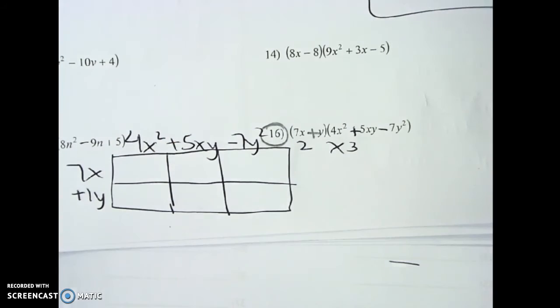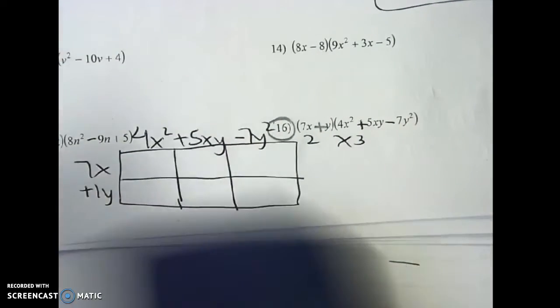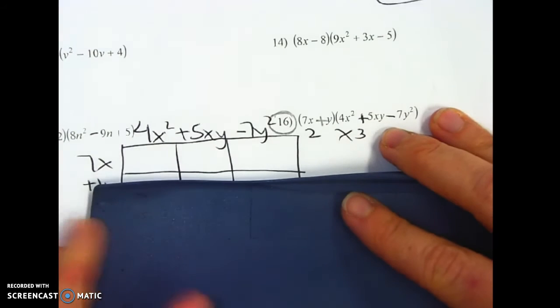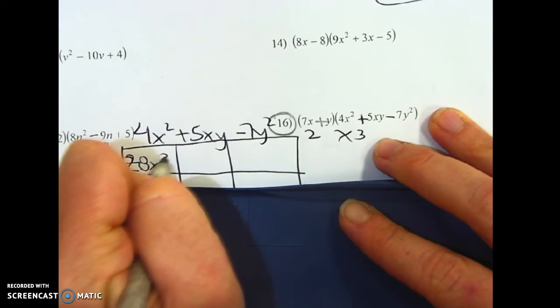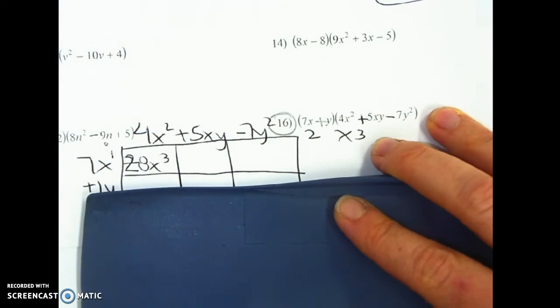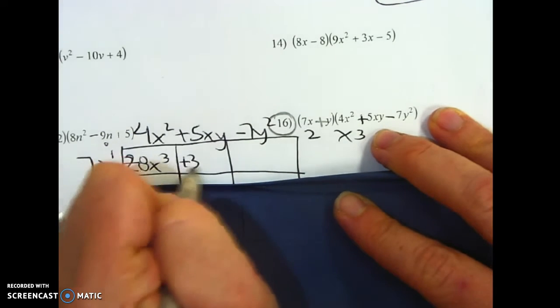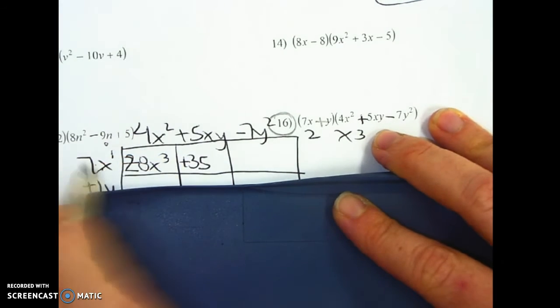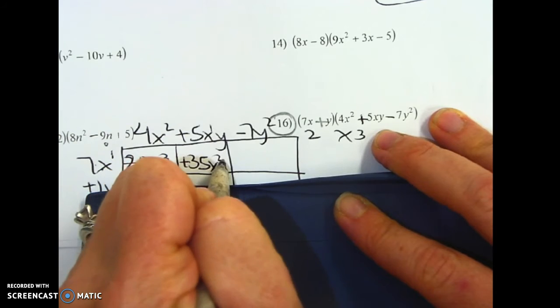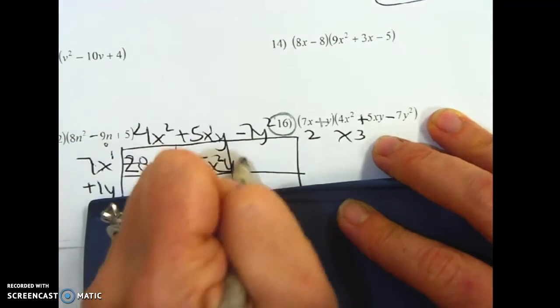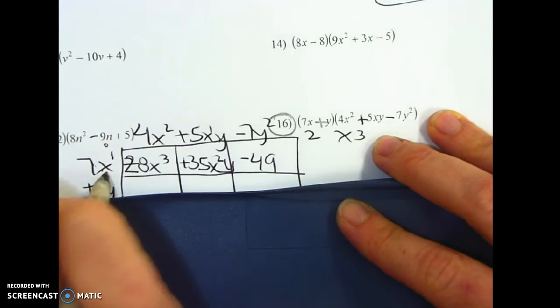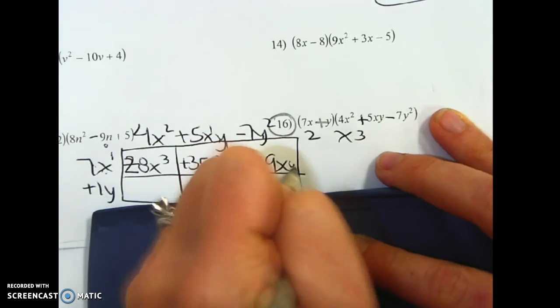So I feel like especially with this I'm going to cover. So 7x times 4x is 28x cubed. 1 here, 2 here, that makes 3. 7 times 5 is 35. I have 1x here and 1x here, that makes 2 of them, but I only have 1y. 7 times negative 7 is negative 49. I only have 1x, and I have 2 y's.